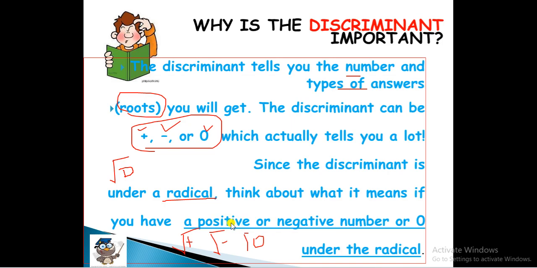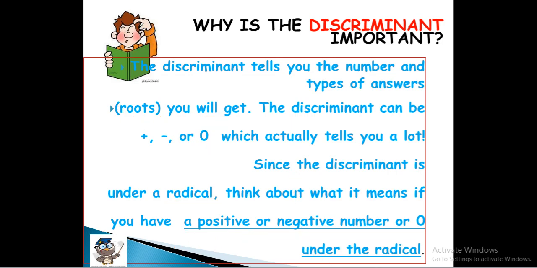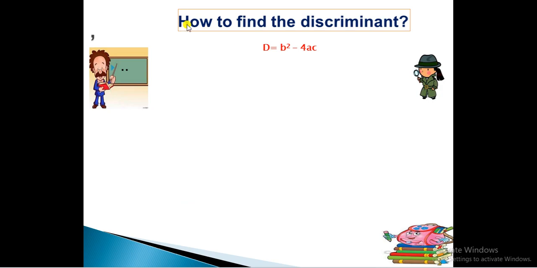What it means when we have a positive, negative or 0 under the radicals. Think over this. So this we will deal afterward. First of all, we will see how to find out the discriminant of a given equation. So let us see that. How to find out the discriminant. So we have D is equal to b square minus 4ac. We will apply this equation or formula.